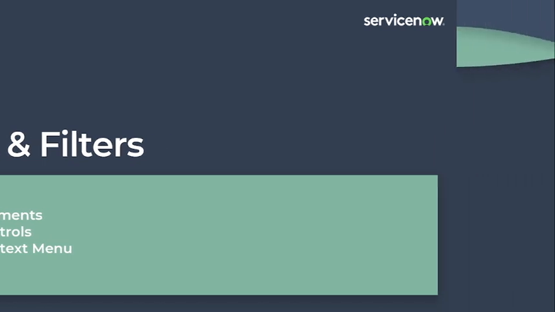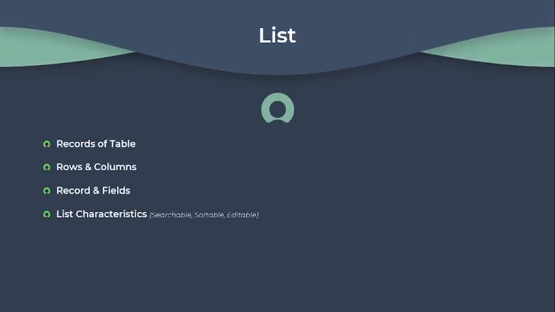So starting with the list. Basically, a list is a content page displaying zero or more records from the same table. A table contains rows and columns. Rows and columns organize the list. Each row is a record and each column is a field from the table. Lists are searchable, sortable, and editable.